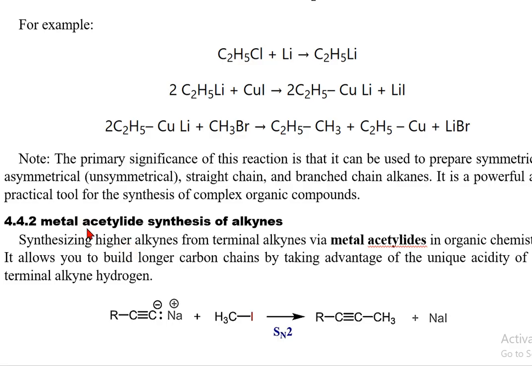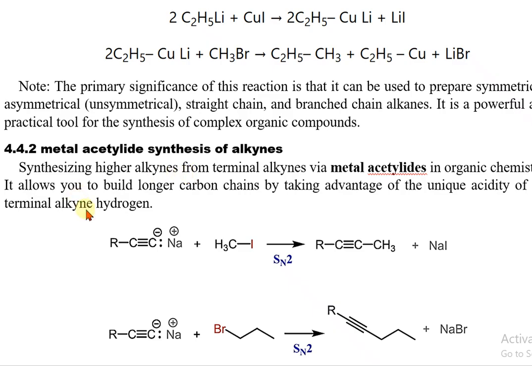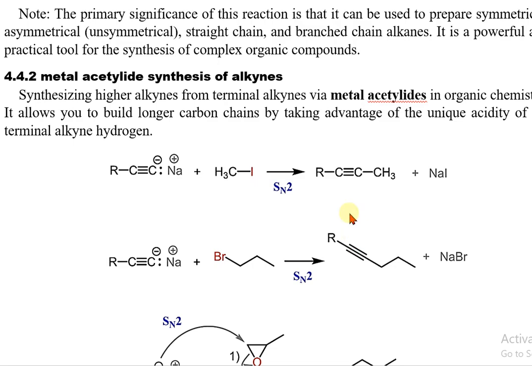The second reaction here is the metal acetylide synthesis of the alkyne. You know the alkyne always has an acidic hydrogen. This acidic hydrogen can be removed by a base to give you a carbanion on the carbon, and this carbanion can react with an alkyl halide to produce the alkyne compound. This here is called a metal acetylide, and the product will be an alkyne.